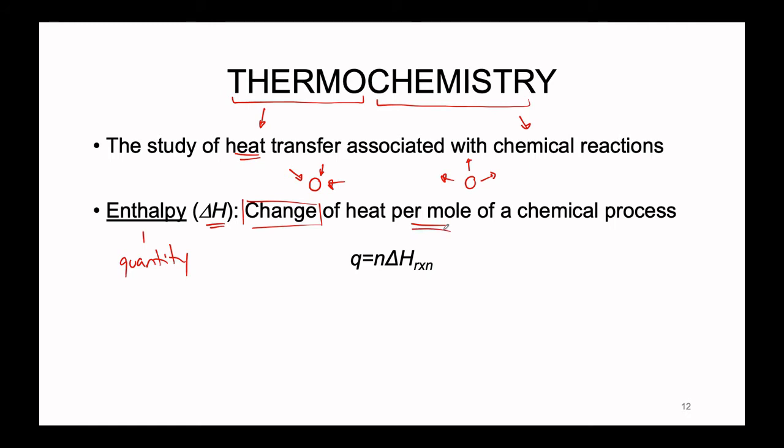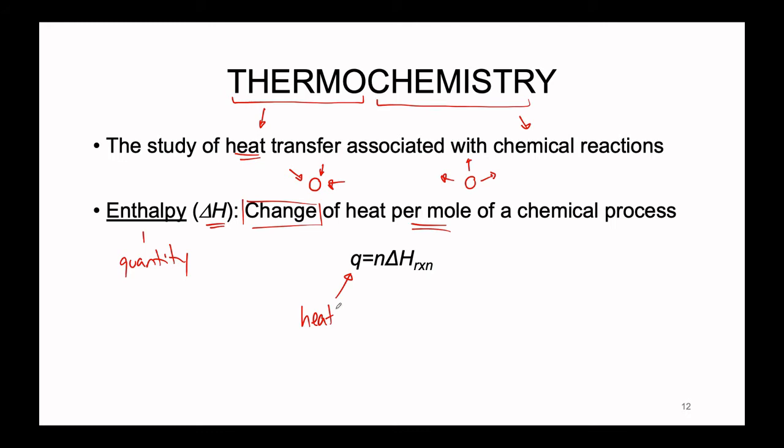Now below we have an equation. q = n ΔH of reaction. q, as we saw last semester or in Chapter 10, Part 1, is our variable for heat. Just a magnitude of heat, a quantity of heat. It doesn't necessarily have to be associated with a chemical reaction. It's just the heat itself.